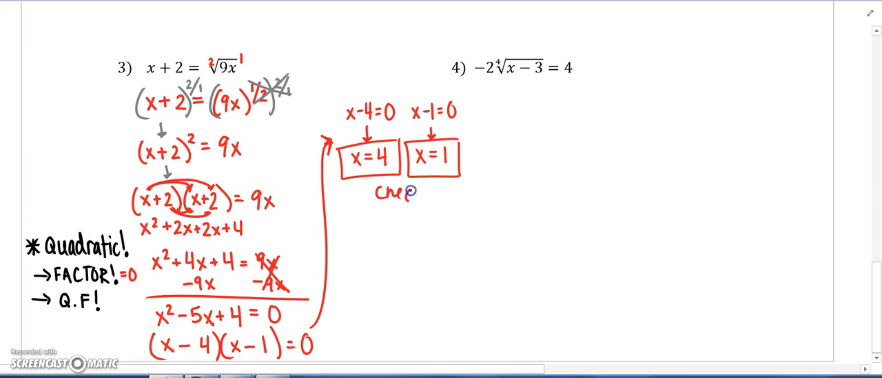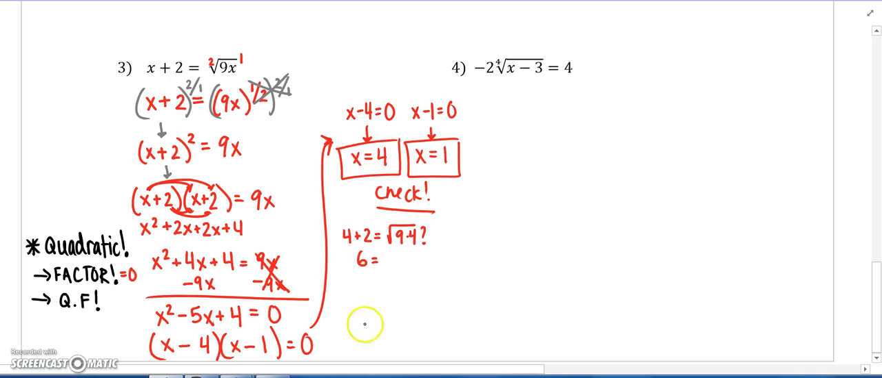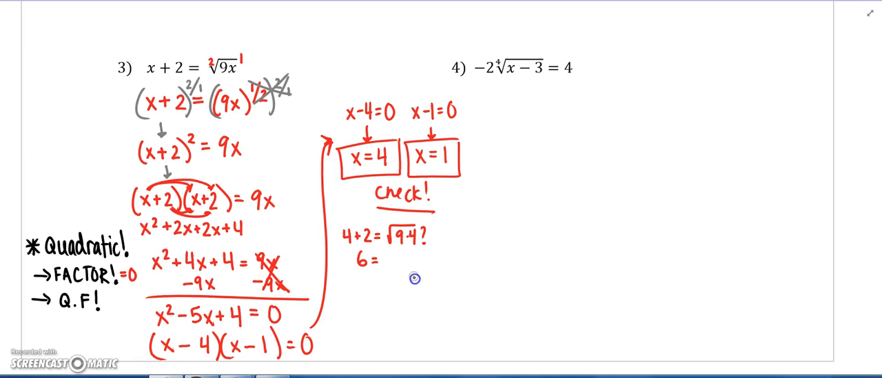So I'm going to go ahead and check them on my calculator. Now, when we check these, we're going to plug it in for each x. So it would be, for example, 4 plus 2 equals the square root of 9 times 4. That's the first one we check. 4 plus 2, I know that's just 6, so I don't really need to use my calculator for that. In fact, some of this we might not need to, but we'll do it just in case. Square root of 9 times 4. Hey, that's also 6. So x equals 4 checks out.